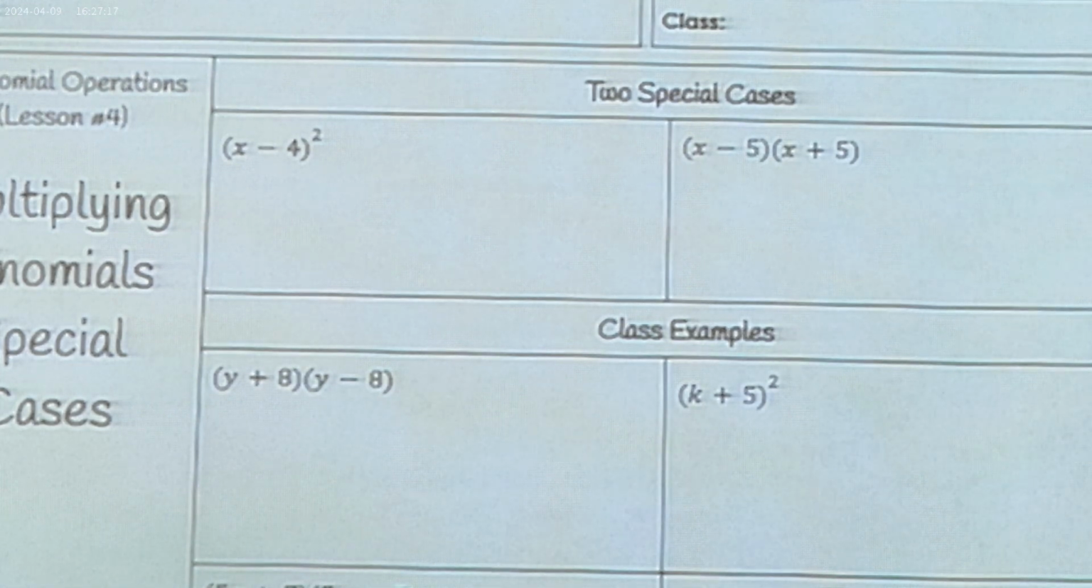Alrighty, so today we're going to go over the special cases of the binomials. Want to make sure my microphone still had power. We have two special cases of multiplying binomials.